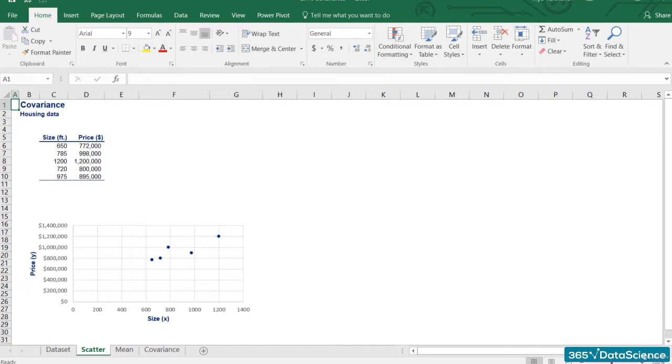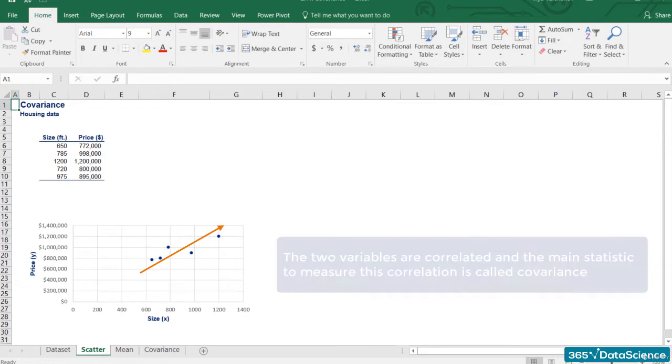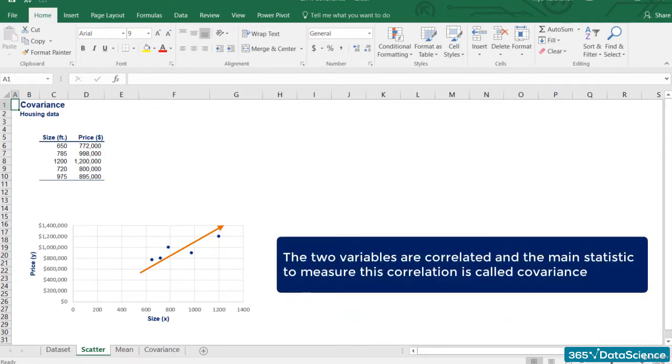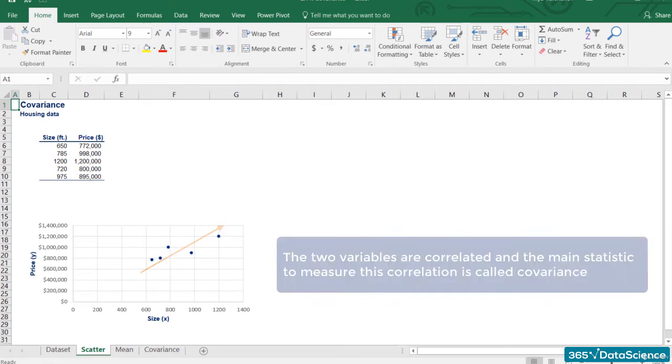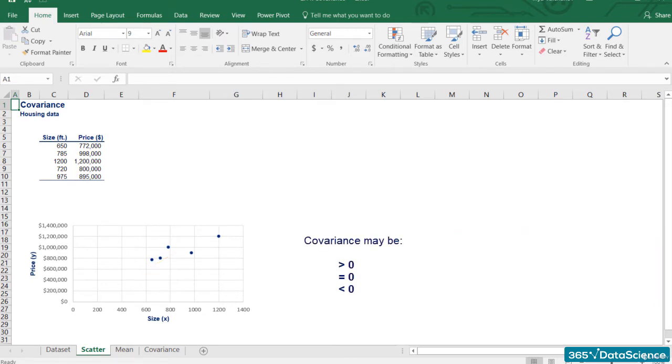We can certainly notice a pattern. There is a clear relationship between these variables. We say that the 2 variables are correlated, and the main statistic to measure this correlation is called covariance. Unlike variance, covariance may be positive, equal to 0, or negative.